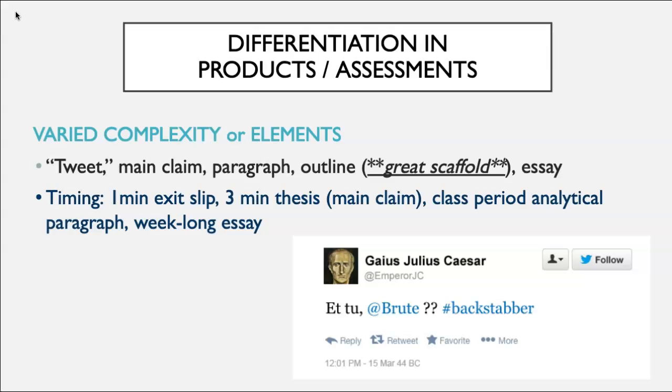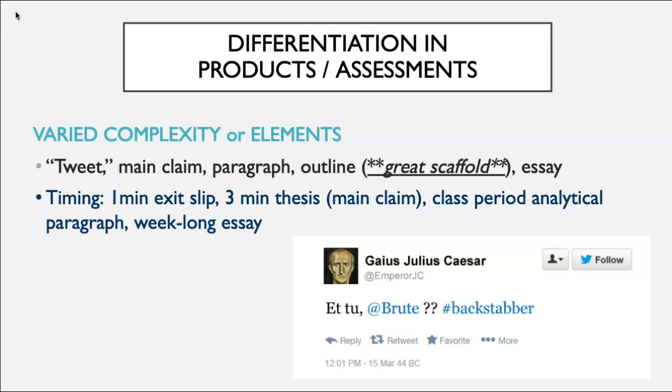Differentiation in products or assessments can be varied in multiple ways. So for example, the complexity or the types of elements that we assign. So for example, a tweet, which is never something I thought I would ever consider assigning until prior to 2016, but hey, here we are. Or maybe we have students write out a main claim or a paragraph or an outline, which is a fantastic scaffold for writing an essay, or maybe an essay.